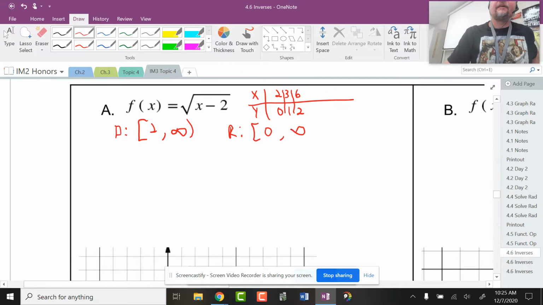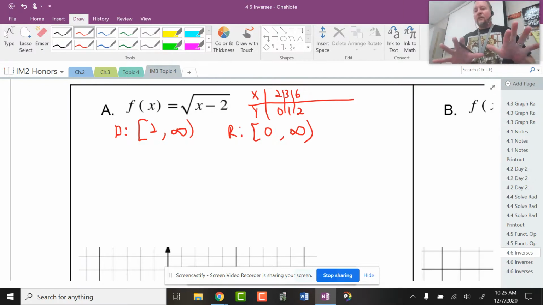And then here's the deal. Domain and range exchange. When I find inverses, we actually have this happen, and I'll show you why this one's a little bit different from the first time that we had this.